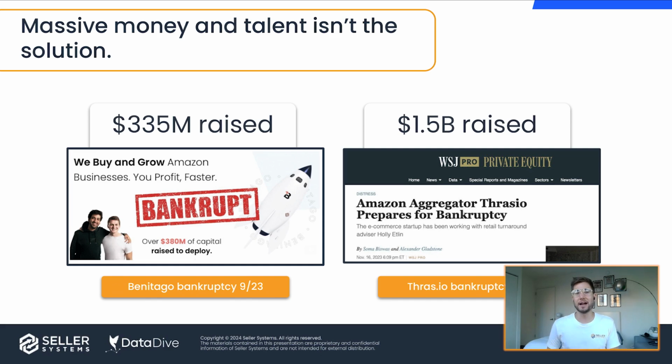And many of them have actually gone bankrupt in the last couple of years, right? This one on the left, Bentago Group, they filed for bankruptcy last year in September. Thrasio filing for bankruptcy recently as of February of this year.